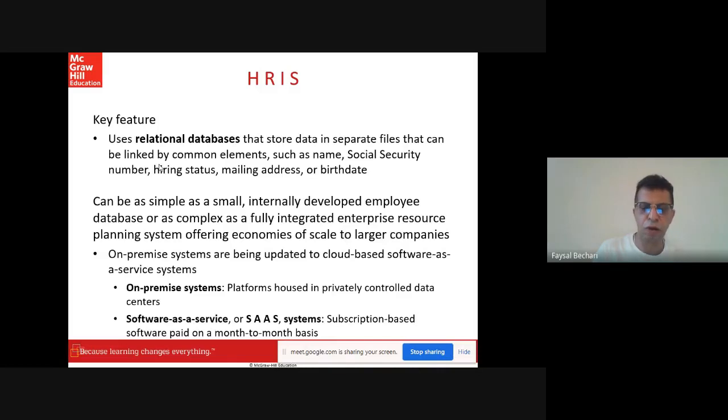So you subscribe, as you subscribe to Facebook or any other application, and it's software-based, paid month by month, basically, or year by year, or whatever. And there are so many of them in the field of HR, in the field of financial, in the field of ERP, enterprise resource planning.